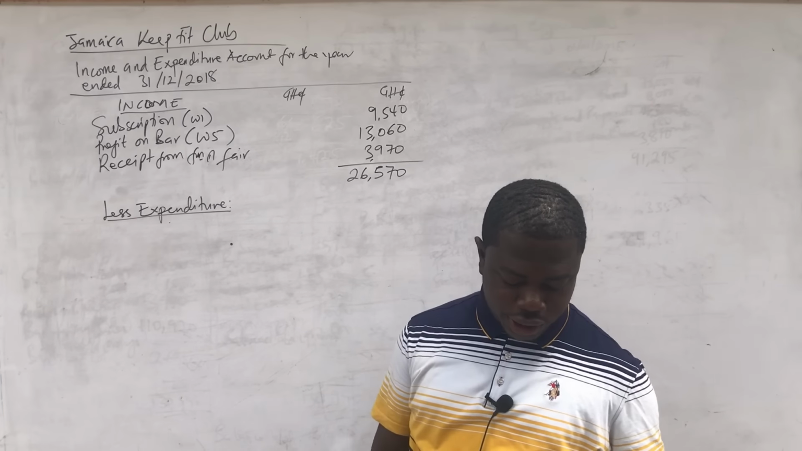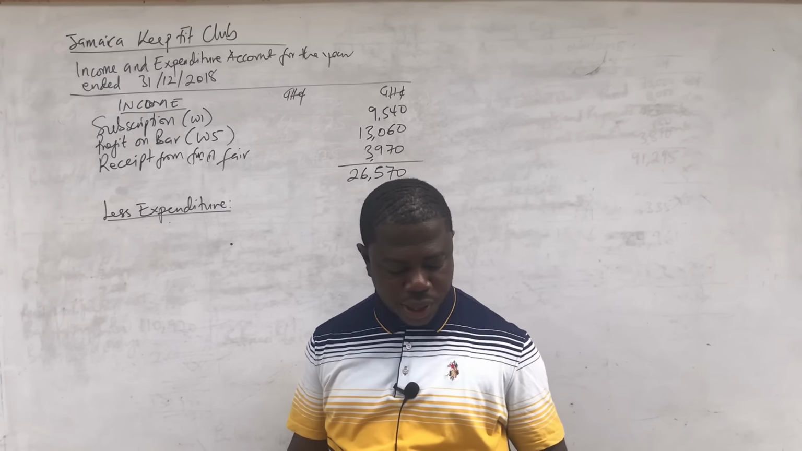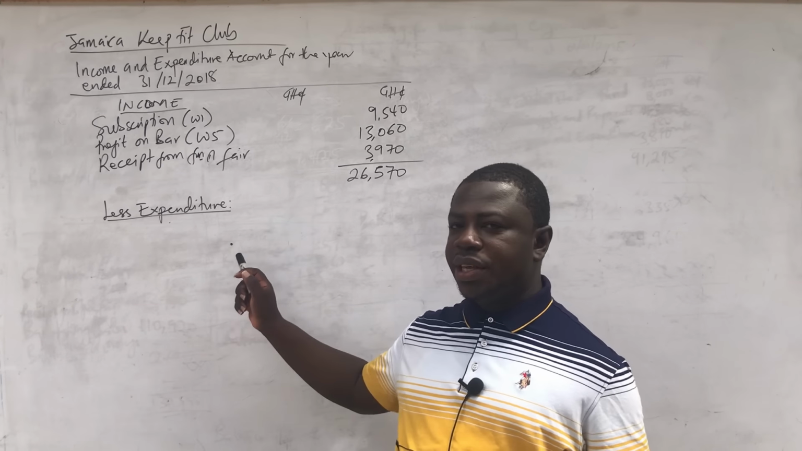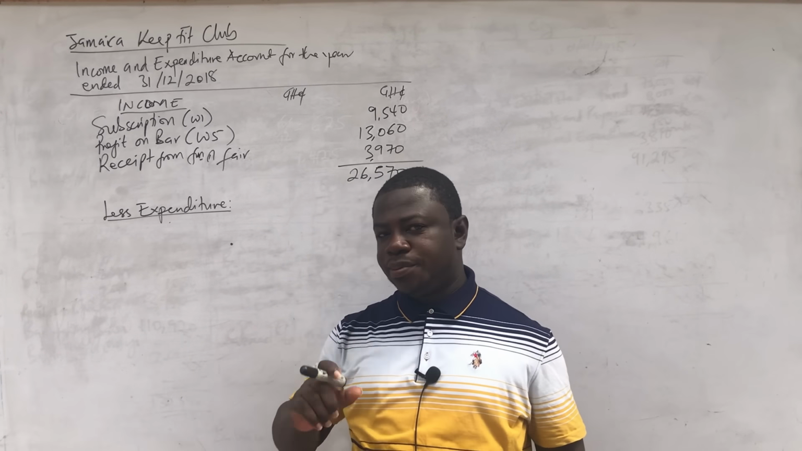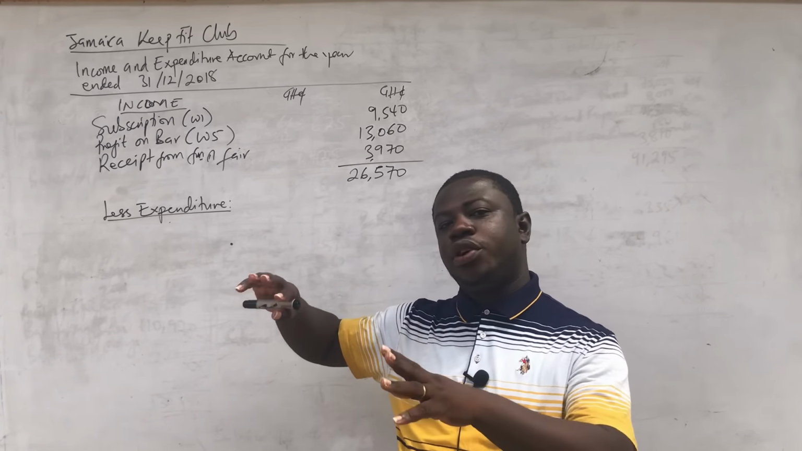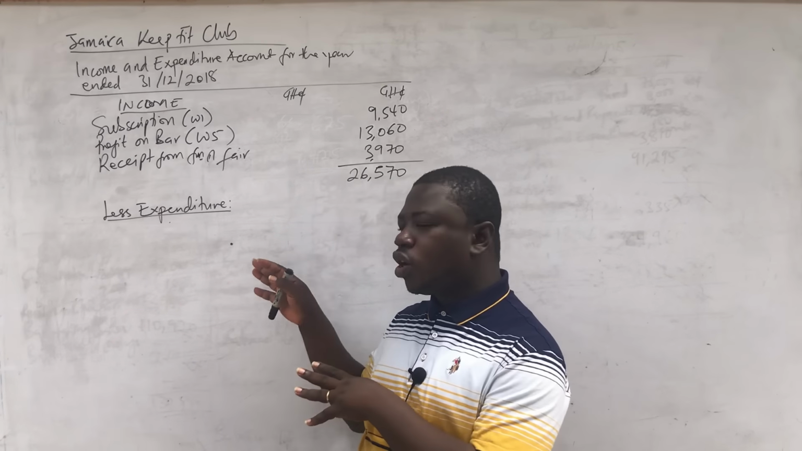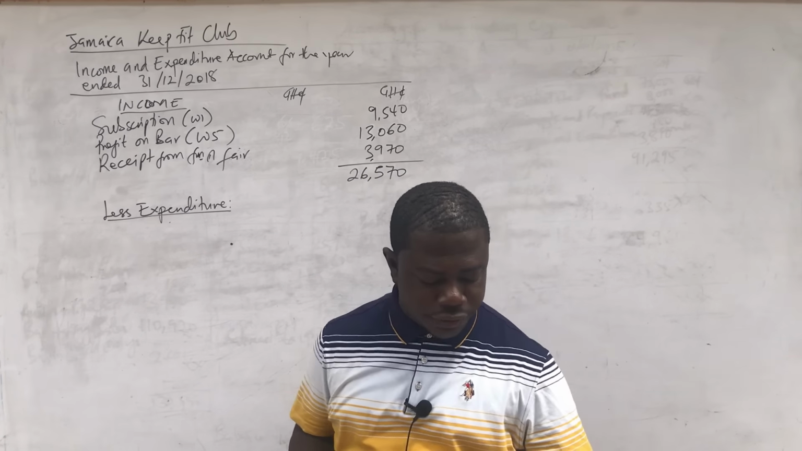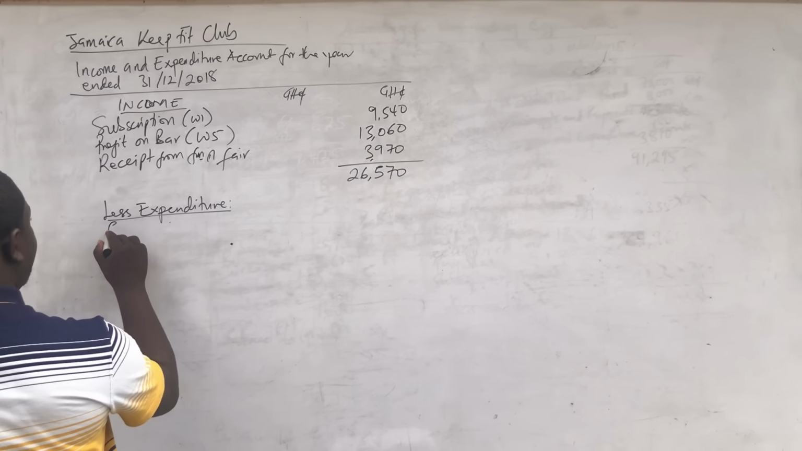Now, going to the credit side of the receipt and payment account or the bank account, we have some expenses over there. We have expenses on fanfare, we have general expenses, we have repairs and decoration. So these are the expenses that we have. Now take note that the bar expenses will not come here again. The bar expenses is not coming again because we've already used that. The bar wages is also not coming. We've already used that. So we are going to pick the other expenses that we have. And so we have expenses on fanfare.